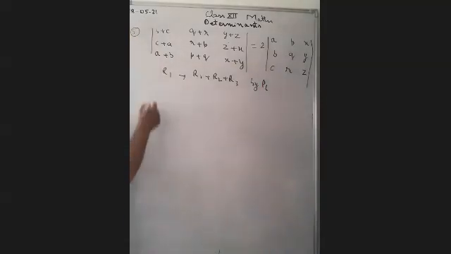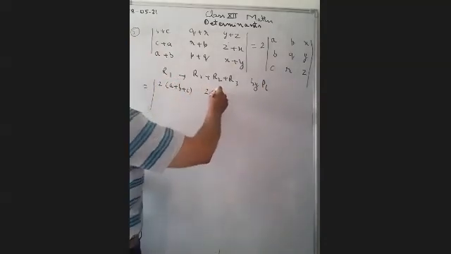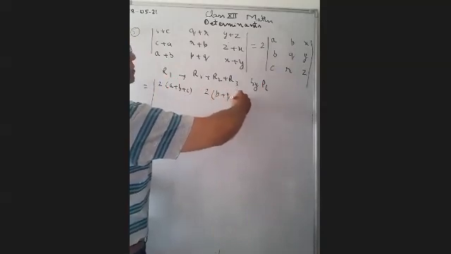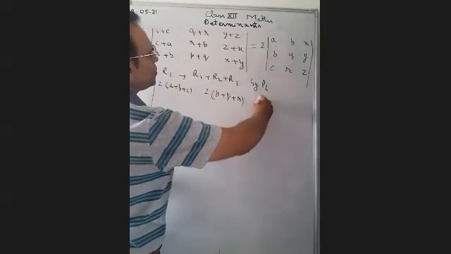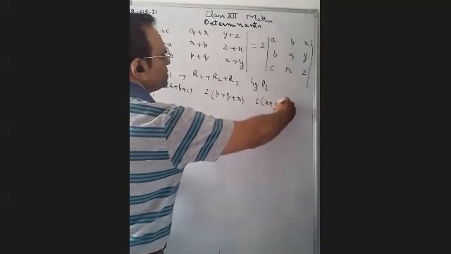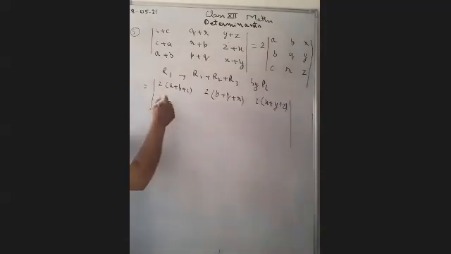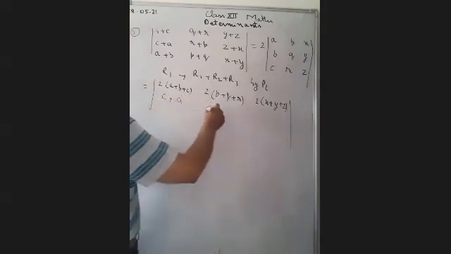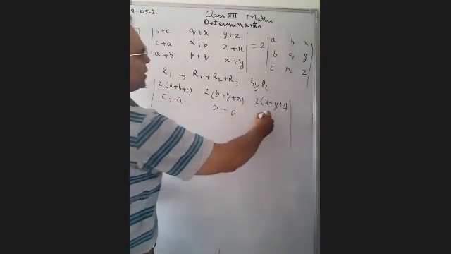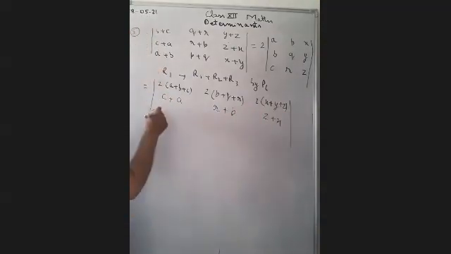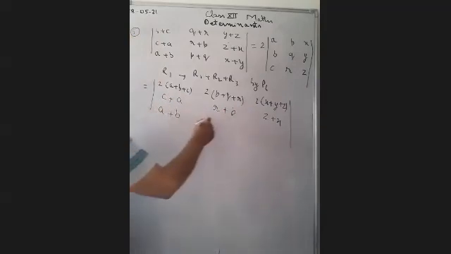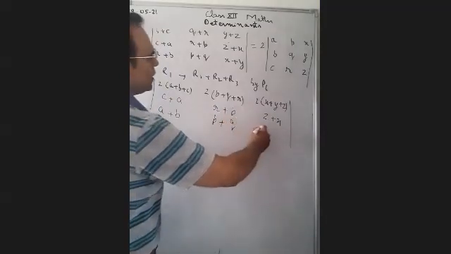If we add all the terms, what will we get? We will get 2 times A plus B plus C, twice P plus Q plus R, next one twice X plus Y plus Z. After this, in the second row, as it is, C plus A, R plus P and Z plus X. Next one is A plus B, P plus Q and X plus Y.